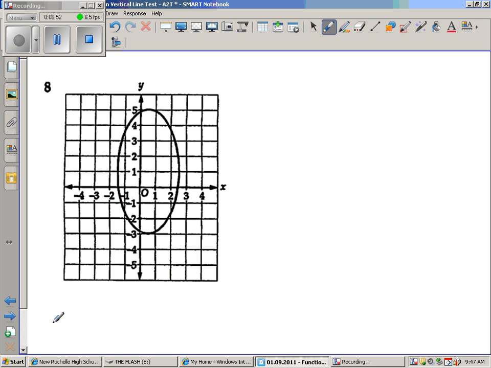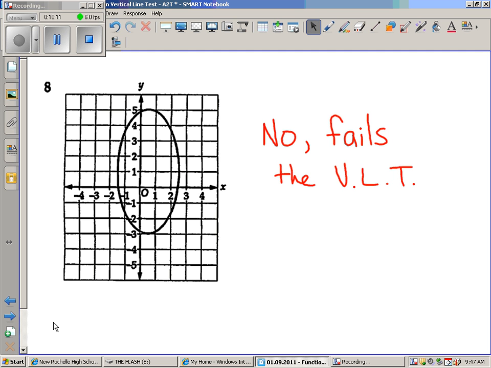Okay, so is this a function, yes or no? No. For the explanation, you need to say no, it fails the VLT, the vertical line test. A circle fails the VLT too, right? Yep. Very smart, Carly.